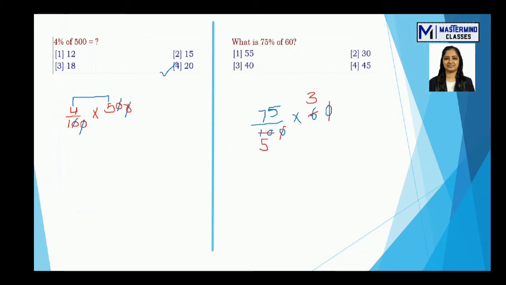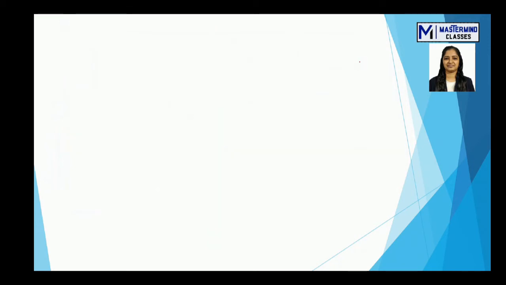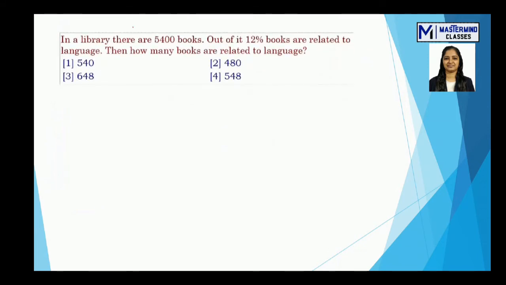Now you have 5 over here and 75. So again 5 ones are 5 and 5 fifteens are 75, and 5 fives are 25. So it is nothing but 15. Now you have in the denominator 1, so you cannot reduce it further. So your final answer is 15 threes are 45. Option number 4. So now let's take a few more examples.